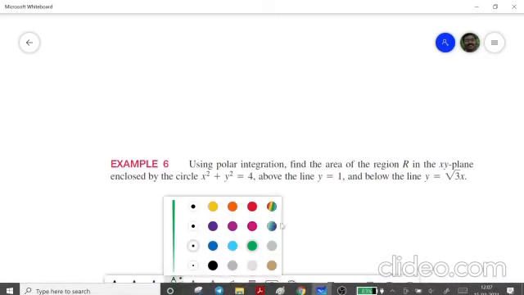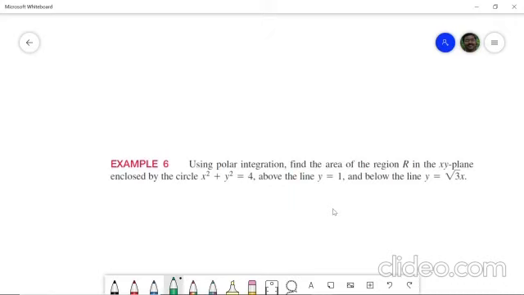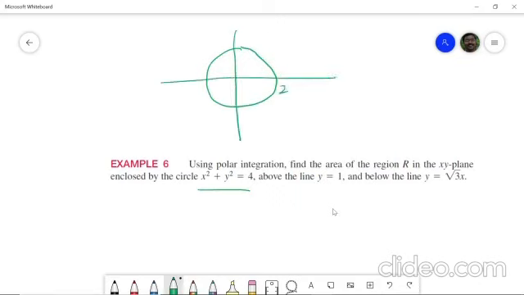Okay, so first of all you need to draw the region. Here it is x square plus y square is equal to 4. So it is actually a circle like this. The circle has radius 2 here, and you need to find the region above the line y is equal to 1. So this is the line y is equal to 1. And similarly below the line y is equal to root 3 x. y is equal to mx is a line passing through the origin. So roughly it will be like this figure here, a line passing through the origin, moving like this.